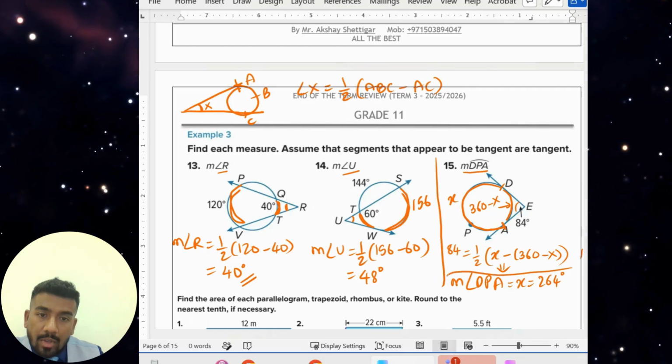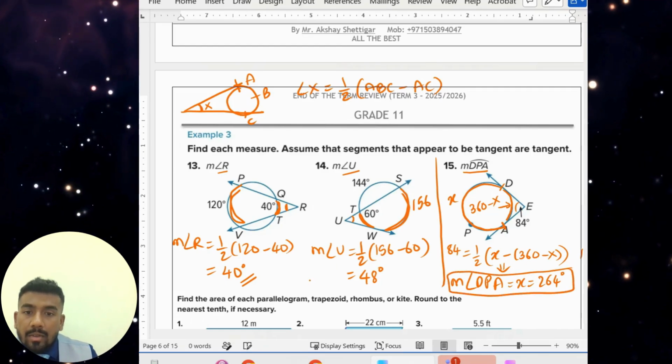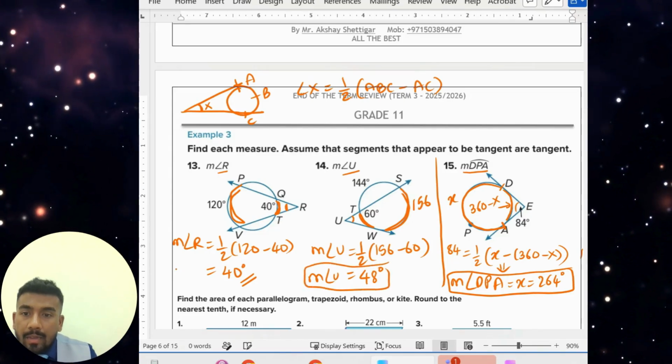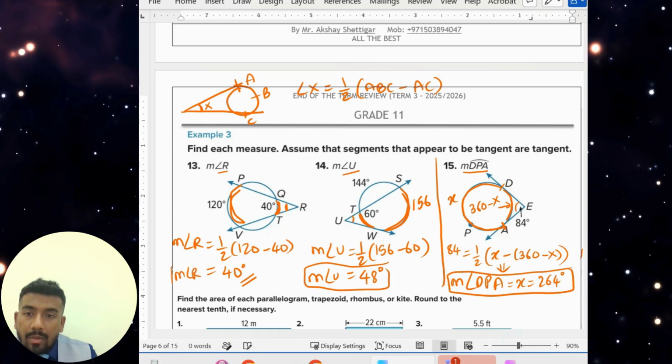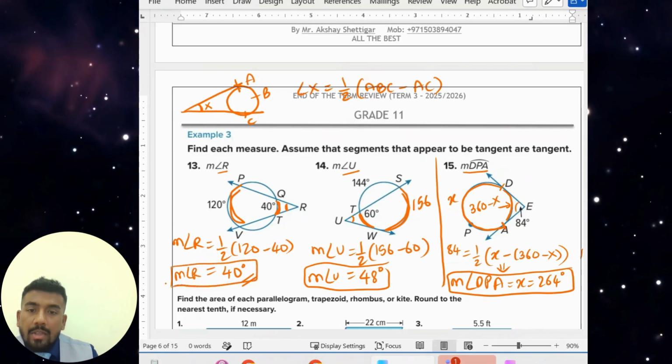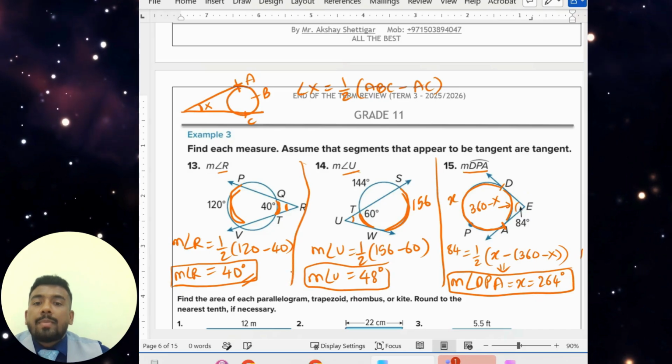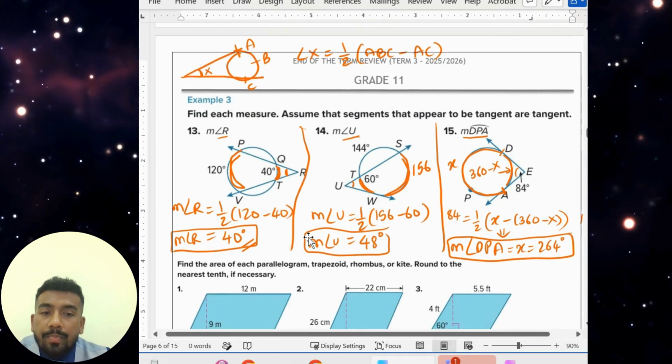Understood? That's how we do it. Measure angle R, let me box it. So that's your answer. Easy peasy. Okay, let's go to the next one now.